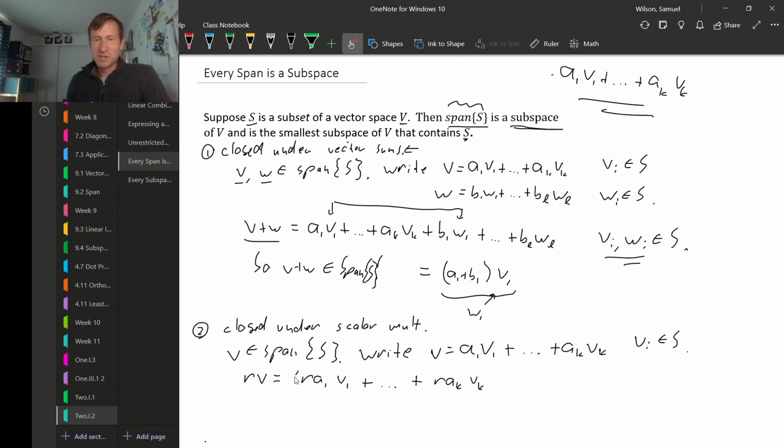But I can sprinkle some parentheses in here like this. And this displays r times v as a linear combination of v1 through vk. So this is clearly in the span of S. And we're done. Right? We've shown that the span of S is closed under vector addition and under scalar multiplication, and so the span of S is a subspace. No matter what set you started with, its span is always a subspace of your ambient space.